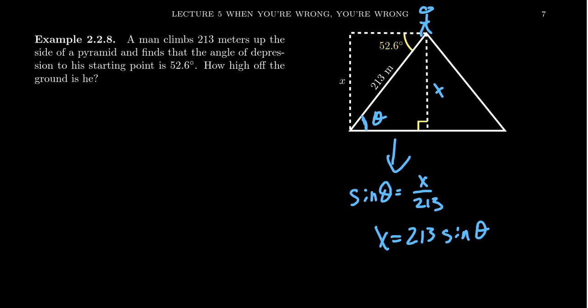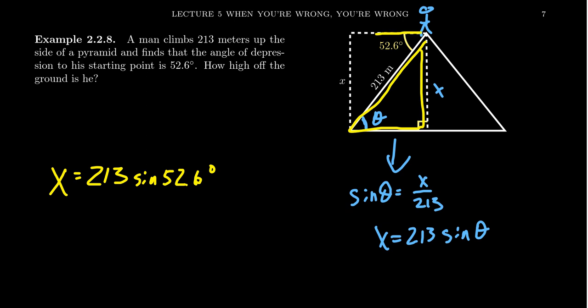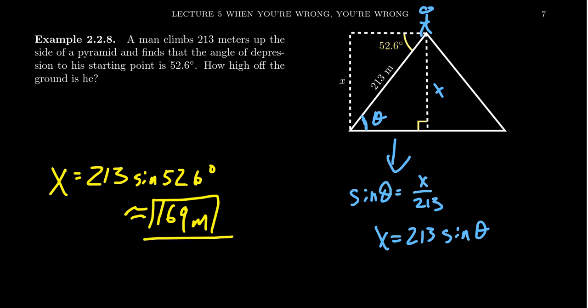And so we see that x equals 213 times sine of 52.6 degrees. It doesn't matter whether you use this triangle with an angle of elevation or this triangle with an angle of depression. The two are the same angle, it's just relative to which direction we are looking. Put sine of 52.6 degrees into your calculator, making sure you're in degree mode, then multiply that by 213 without clearing the memory, and you'll see that the height of the pyramid is approximately 169 meters. From there, we can measure the slope, how steep it is, what the grade of it is, and this type of calculation using right triangles is used all the time in various surveying activities.